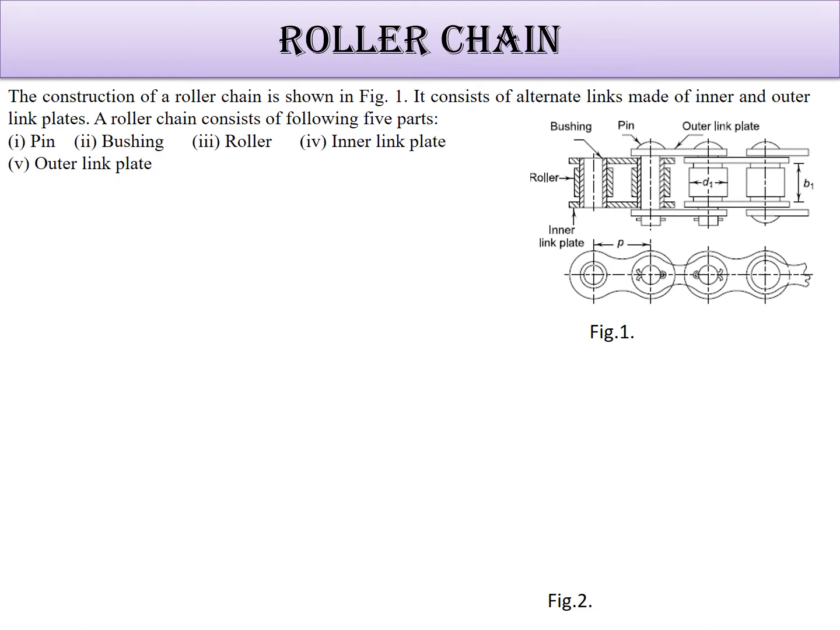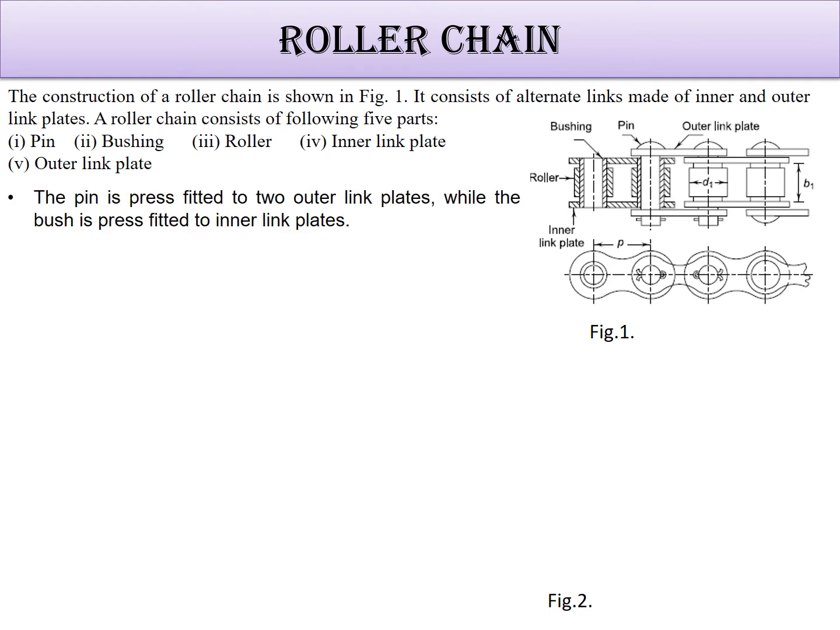Then the roller is there. Due to this roller, the chain rolls on the sprocket. Then the inner link plates and outer link plates are there. This is the outer link plate and here is the inner link plate. So in this way it is done.